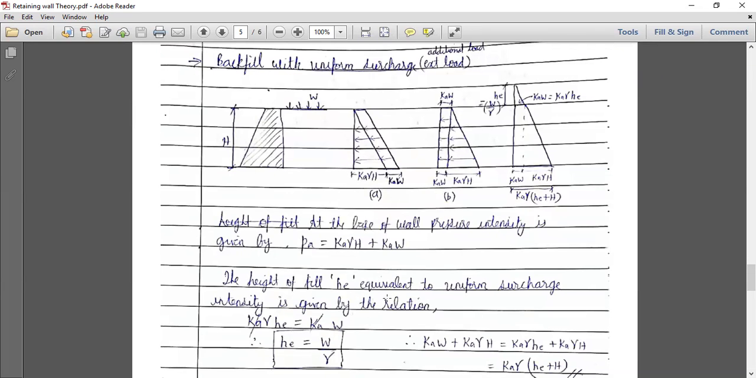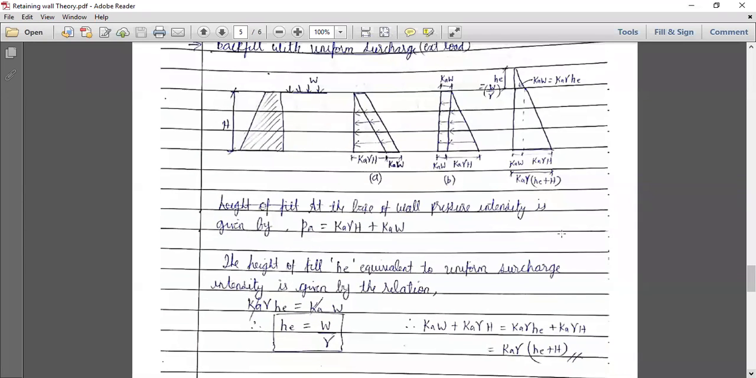So for that, the height of the fill equivalent to the uniform surcharge intensity is given by the relation K into gamma into he equals K into W. From this relation we get the value of he, the additional height we need, which is given by W upon gamma. So whenever the question is asked with uniform surcharge, we will draw the pressure diagram like this, with the additional height he given by W upon gamma, where W is the surcharge load. Is this clear, everyone? Yes. Basically you only have to remember that whenever surcharge is given, we will do the analysis like this. How the additional height he comes: W upon gamma.